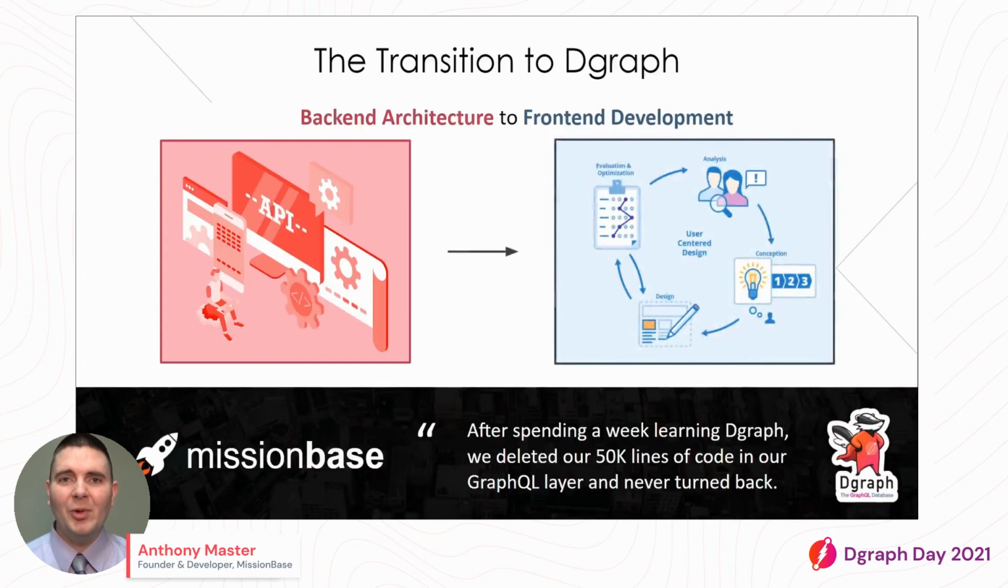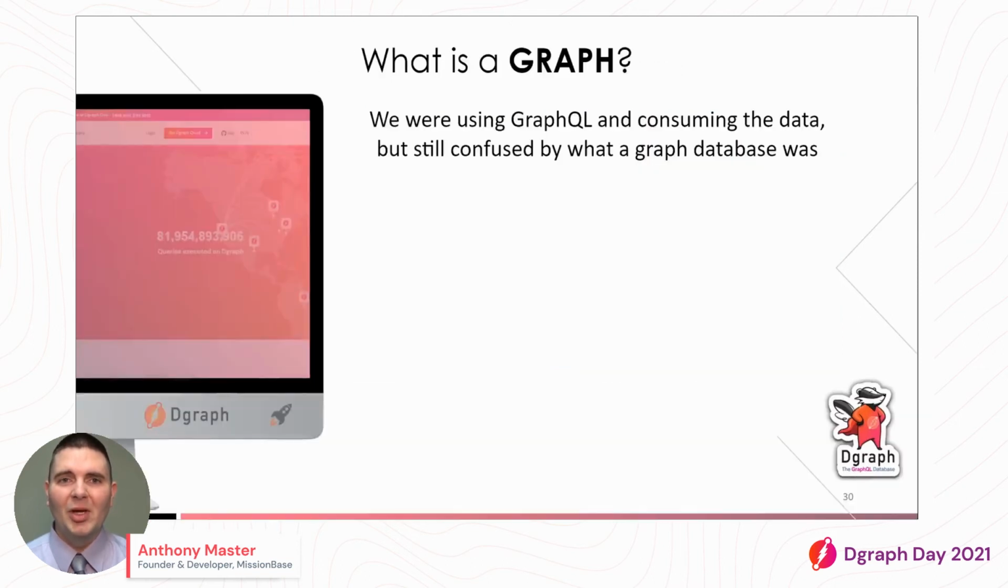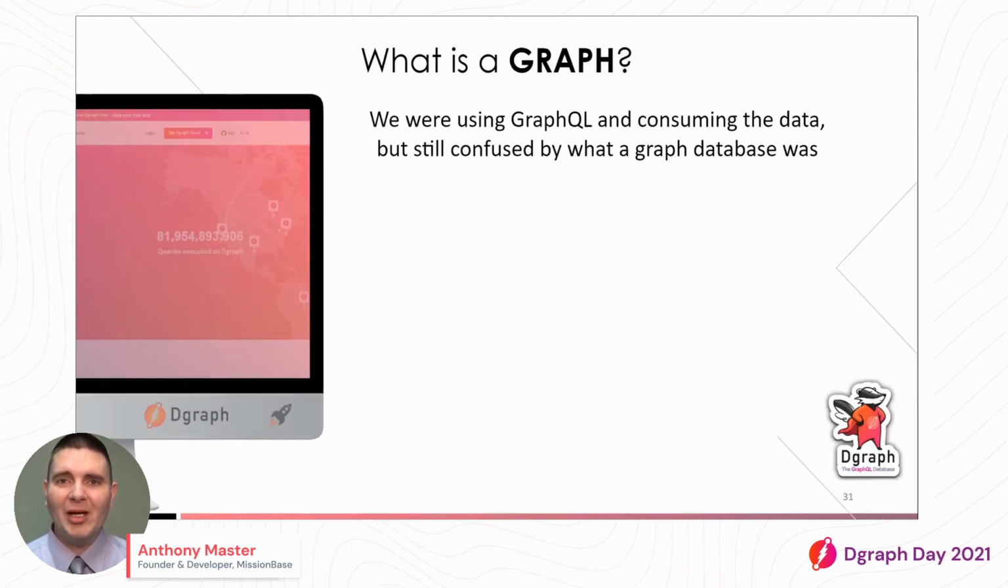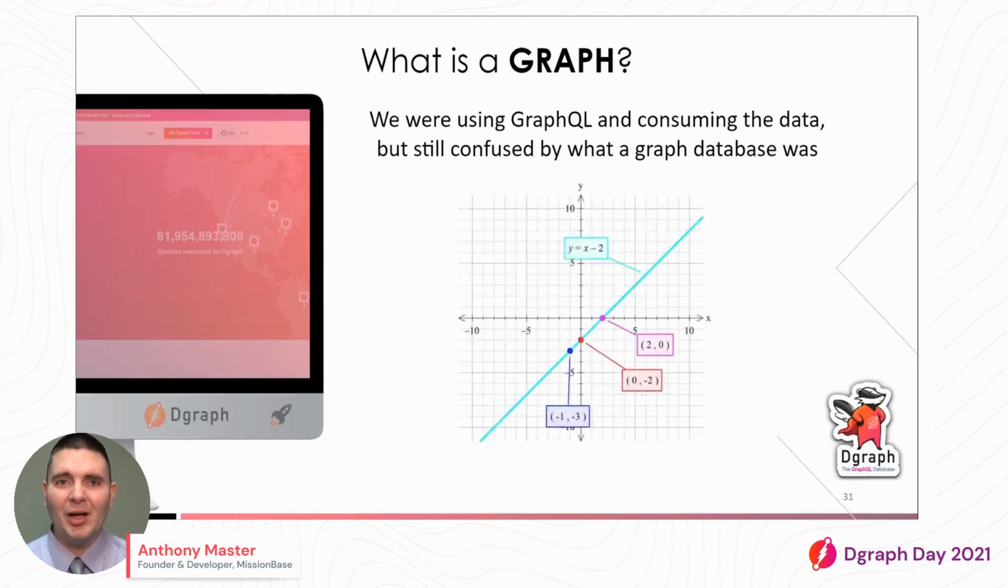We were using GraphQL and consuming the data, but still confused by what a graph database was. We are so accustomed to modeling our data relationally that sometimes we find ourselves stuck inside the relational box. A graph database made more sense when I thought more about a graph. Here we have a line graph with 3 points and a line plotted on an x and y scale. Each dot has properties for that scale that describe the dot. The line connecting these dots together has a label describing it as well.